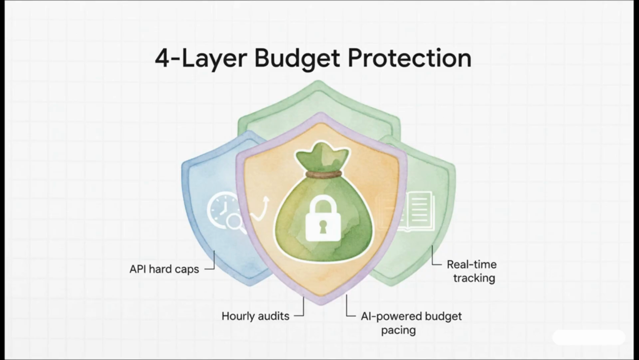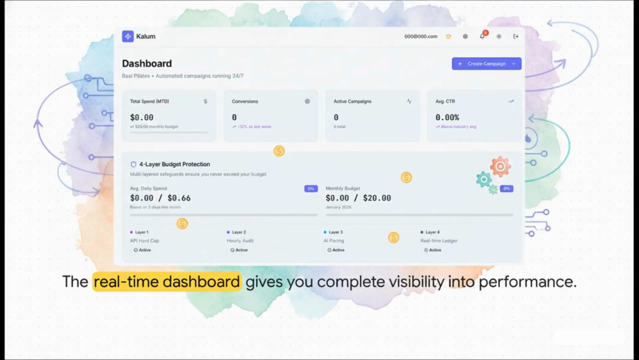There's another AI model whose only job is budget pacing, to make sure you spend nice and smoothly through the month. And finally, a real-time ledger tracks every single penny. It's like a multi-layered fortress for your money, just for your peace of mind. And you are definitely not flying blind through all this.